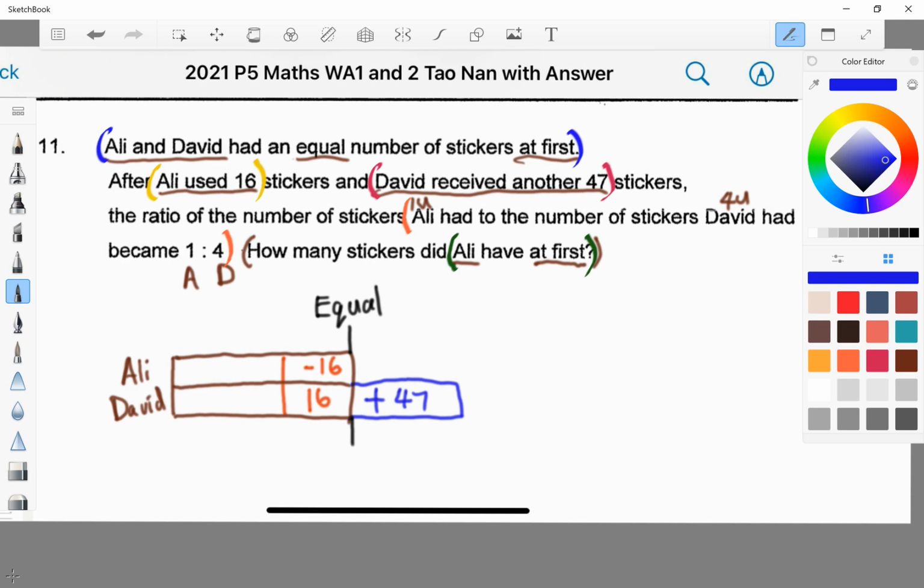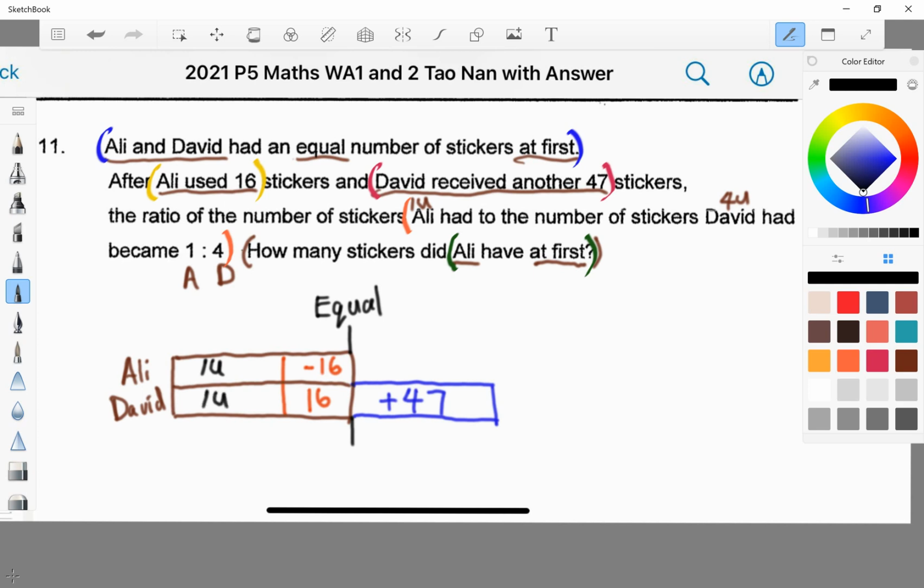So, gentle reminder for everyone, when we are drawing our model, make sure you are using pencil so that in any case you want to make any changes, it will be very easy to do so. So I'll extend again nicely, showing that in the end, David received another 47. So having done so, they told us that Ali stickers is actually 1 unit. So I'll indicate that in my model. Whereas David became 4 units.